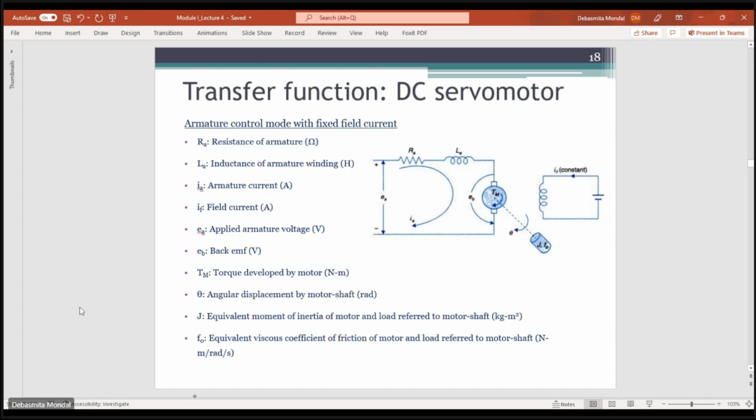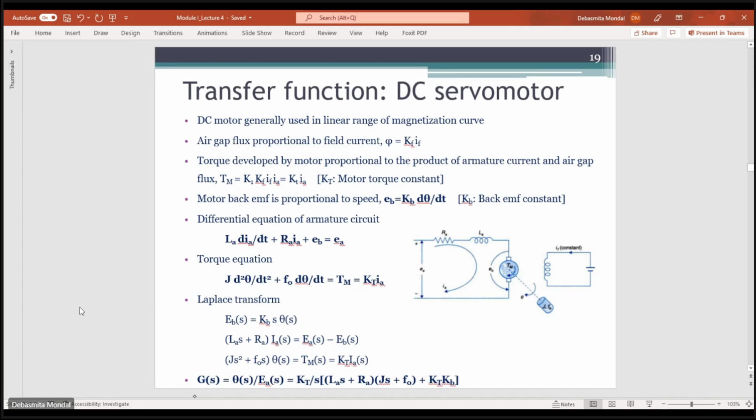So this field current is actually kept constant, and because in the motor there will be a back EMF. Mostly a DC servo motor generally operates in the linear range of the magnetization curve. In that linear range, the air gap flux which is produced here, phi, is usually proportional to the field current which is flowing. The field current is constant in this case, so phi is given by Kf into If.